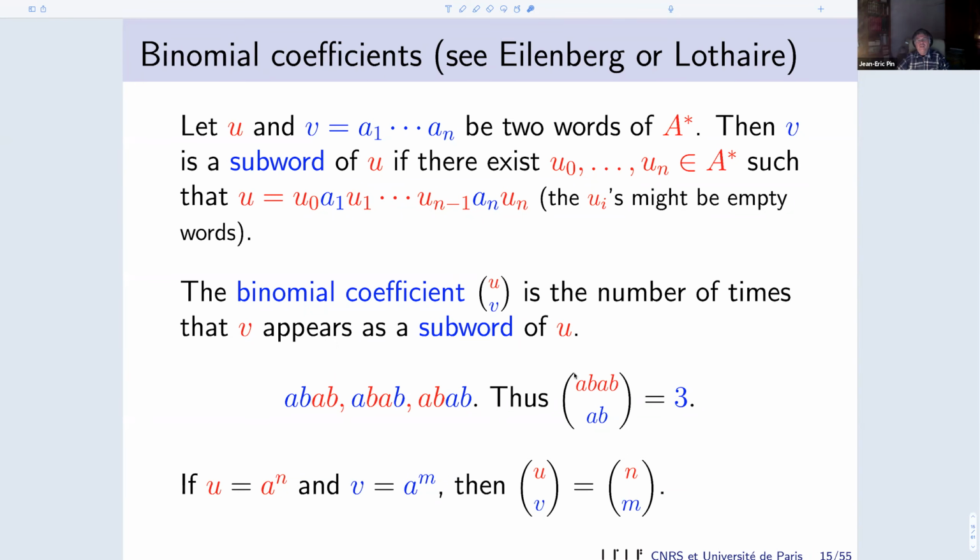So let's look at a simple example. If I take this word ABAB, this is my word U, and I consider the word AB, there are three ways to write it, shown in blue, as a subword of ABAB. So you can see these three possibilities, and therefore the binomial coefficient is 3. And the name comes from the fact that if you take A to the n and A to the k, of course, you get the usual binomial coefficient. By the way, I think this notation was introduced by Heisenberg.